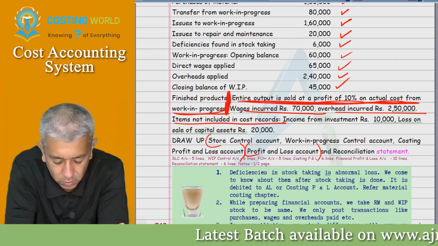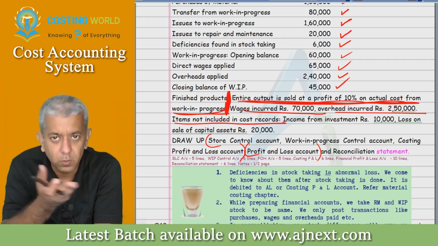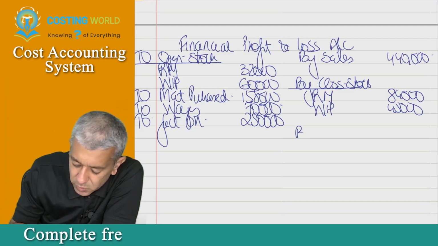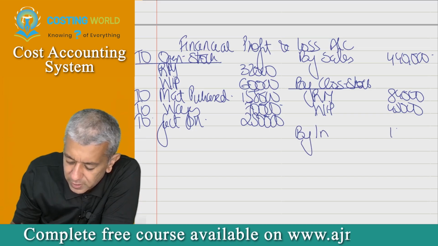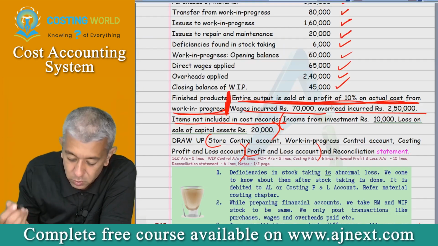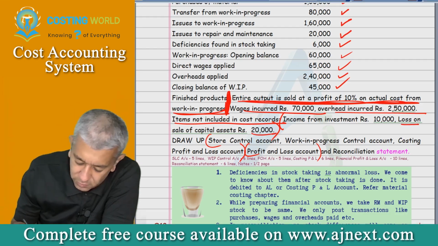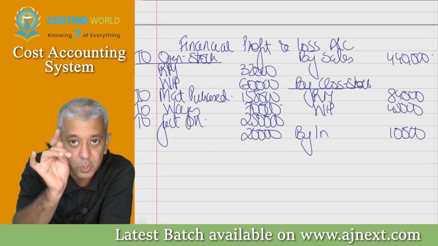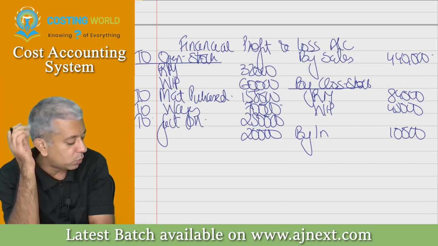Items not included in cost records. Means they are included in financial accounts, so we are doing financial accounts only. Income from investment, so this will be 10,000. This is on the credit side. Loss on sale of capital assets is nothing but 20,000. I'll write down the words against this. First of all, you write down a note.